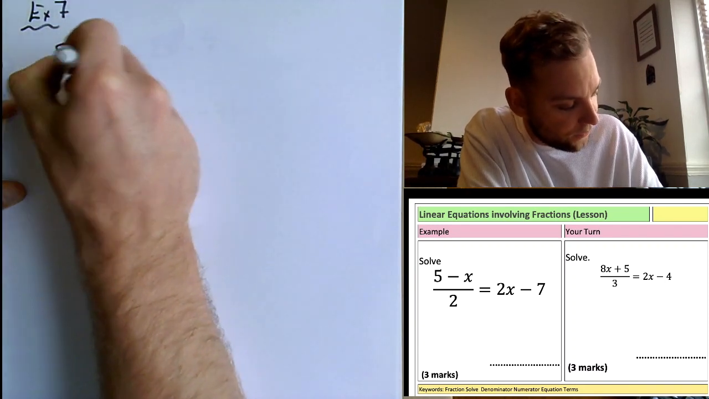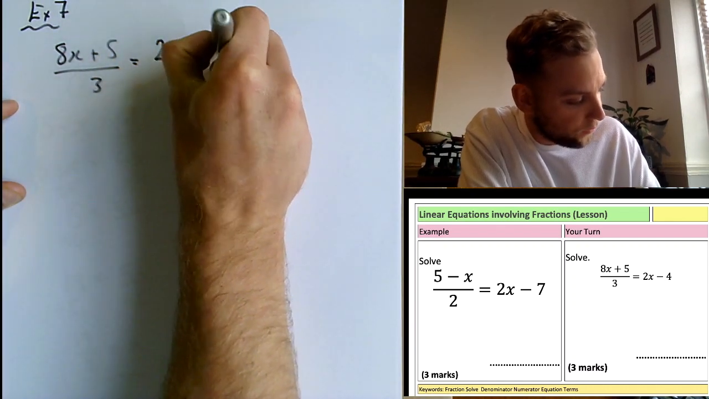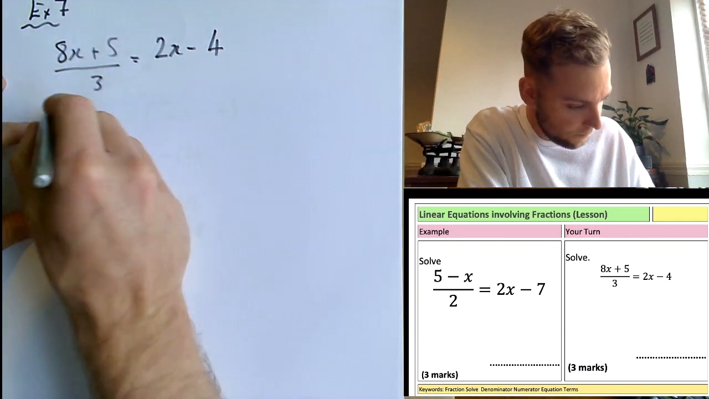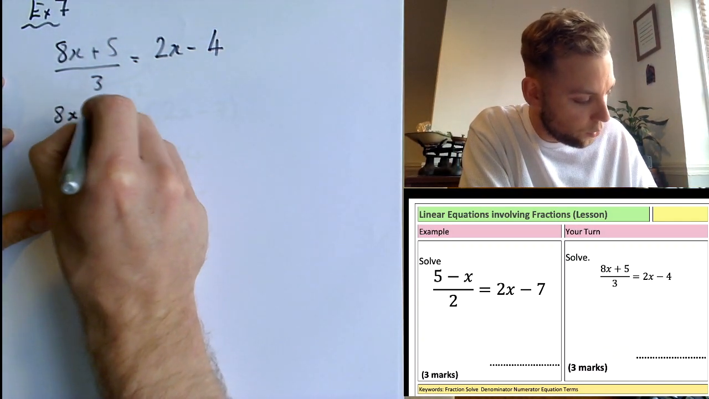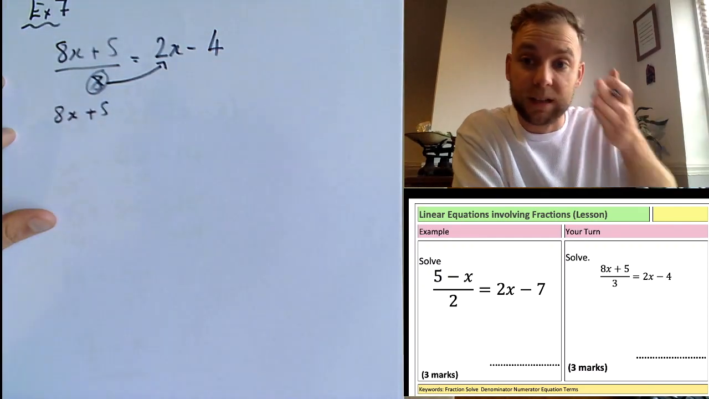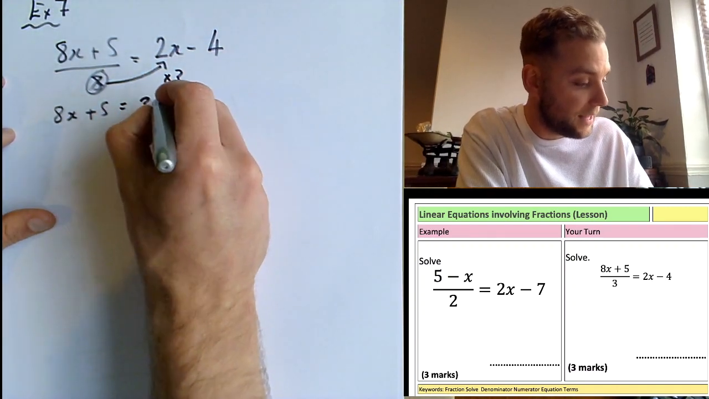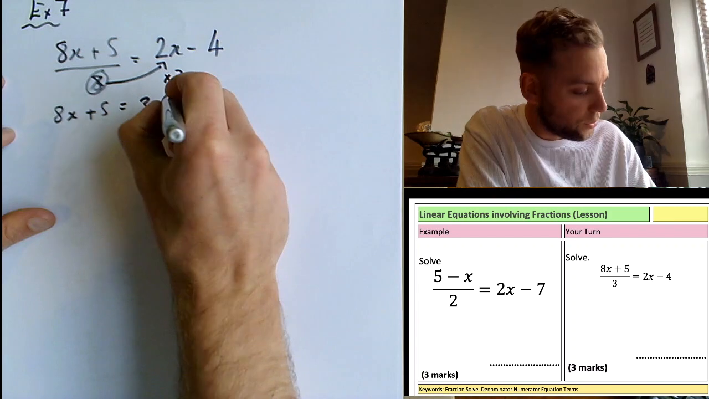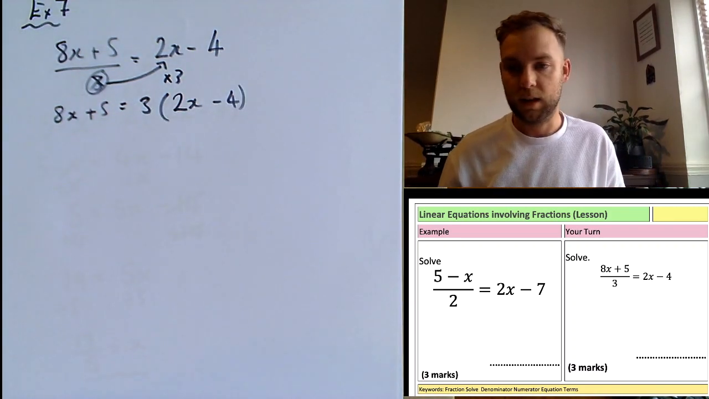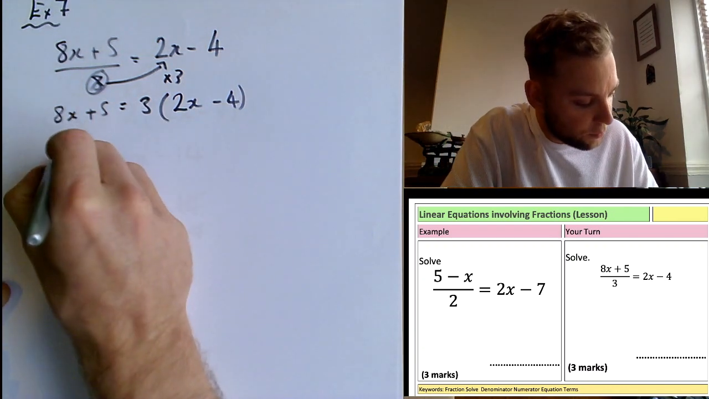8x plus 5 divided by 3 is equal to 2x minus 4. So the first thing I'm going to do is I'm going to times by 3. So I end up with 8x plus 5, getting rid of the divide by 3 by timesing by 3. The opposite of dividing by 3 is timesing the other side by 3. Which gives me 3 times all of this, which is 2x minus 4, like so. Okay, so then what I'm going to do is I'm going to expand that bracket. So this side will stay the same.